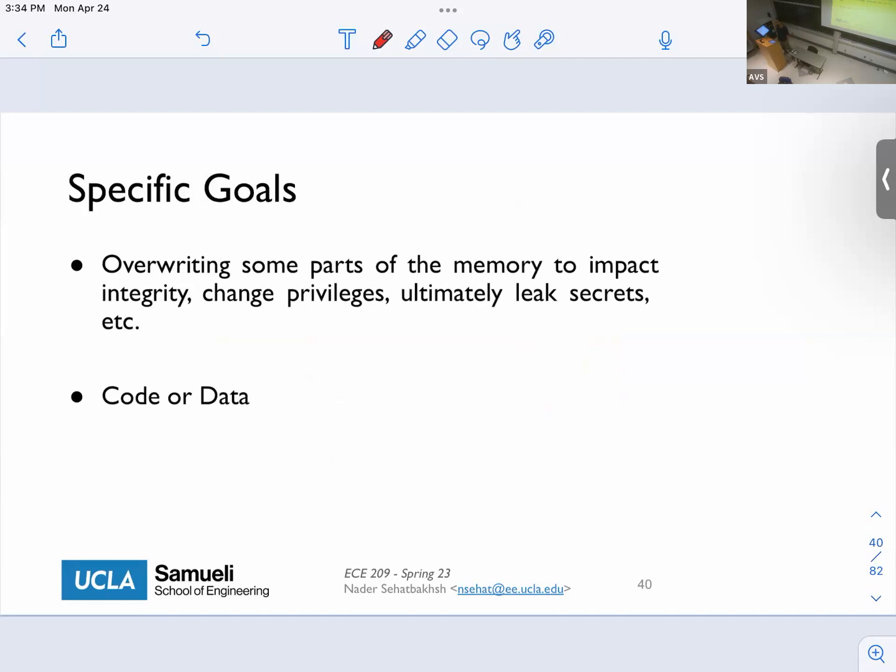Specifically for memory corruption attacks, the idea is that the attacker wants to override some part of the memory or take control or change the privileges of your system to ultimately leak some data, take some control, or attack the integrity or availability of your system. This change could be at the data level or at the code level or a combination. So anything that's stored in your memory could be impacted by a memory corruption attack.